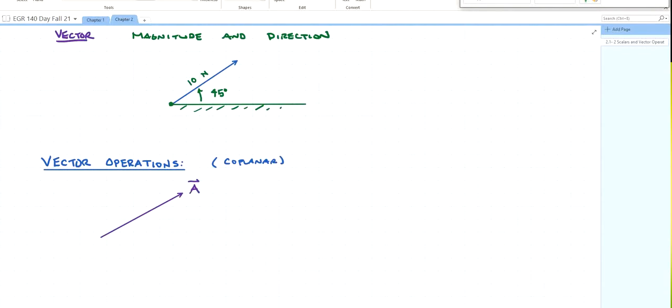Now we can take that vector labeled A and we can add it to another vector. Let's make it an orange vector. We'll call it vector B. So A plus B will result in a new vector. We'll call it vector C, or maybe vector R better, as the resultant vector.